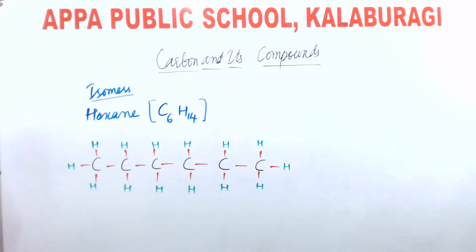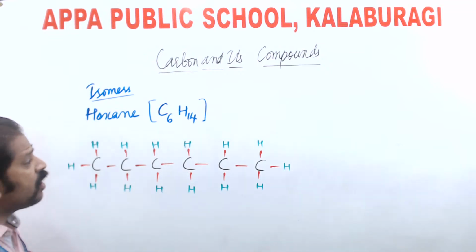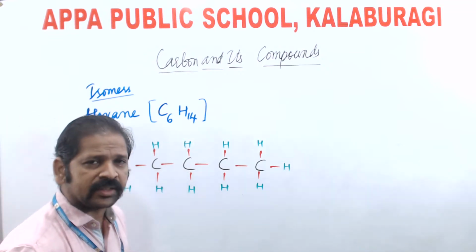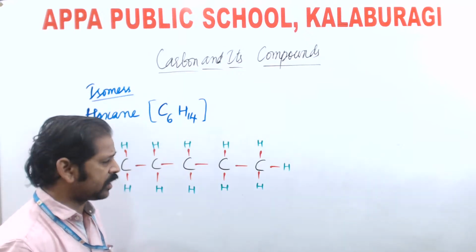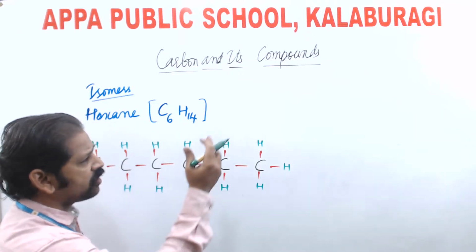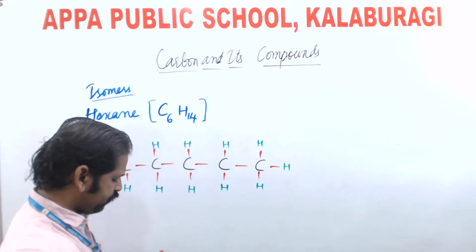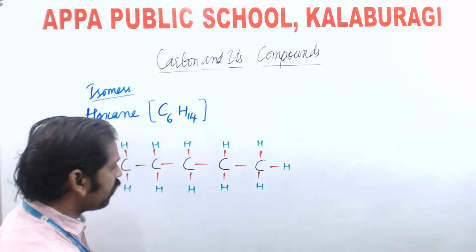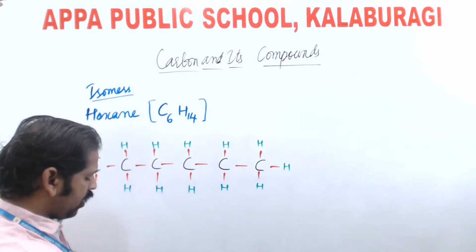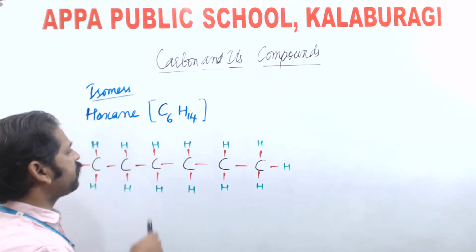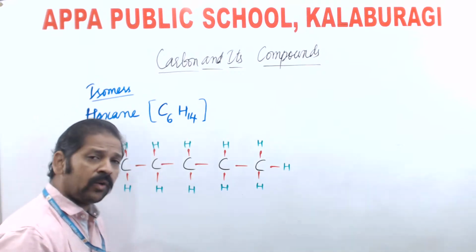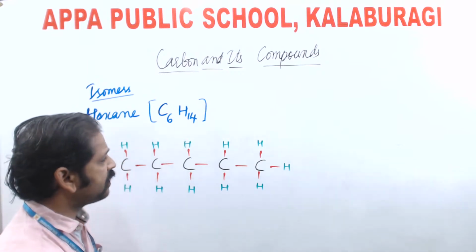C6H14. It is a normal hexane. Now the remaining are isohexanes in different structures. I will draw the isohexanes on that side. Now it is the first structure of hexane. I'll go for the second structure of hexane.